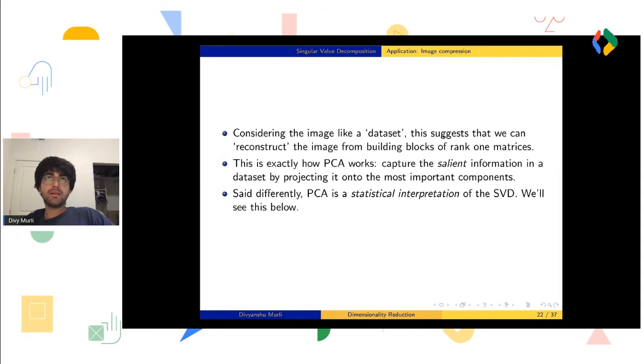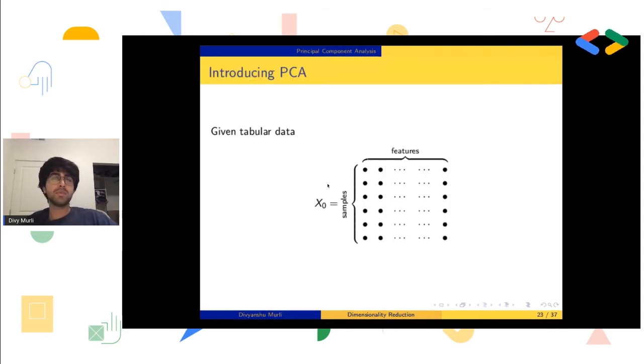So let's consider this image like a data set. We can reconstruct, as I said, the image from these building blocks of rank 1 matrices. And this reconstruction of the data set, or projection of the data set down to a lower dimension, is exactly what PCA is: capturing the salient information of a data set by projecting it onto the most important components. Said differently, PCA is just a statistical spin on the SVD, and we'll see this pretty much right now.